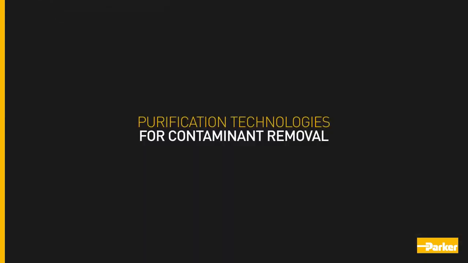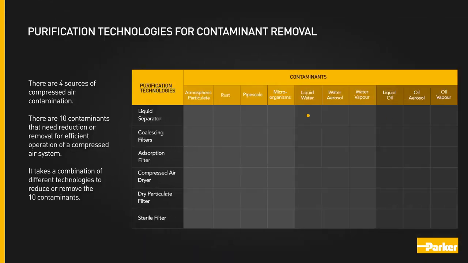Purification technologies for contaminant removal. There are 4 sources of compressed air contamination. There are 10 contaminants that need reduction or removal for efficient operation of a compressed air system. It takes a combination of different technologies to reduce or remove the 10 contaminants.